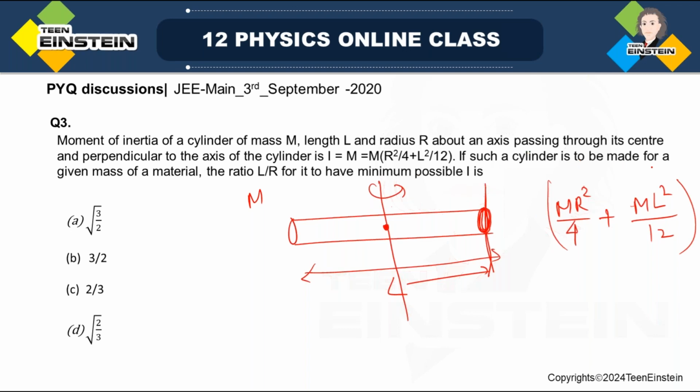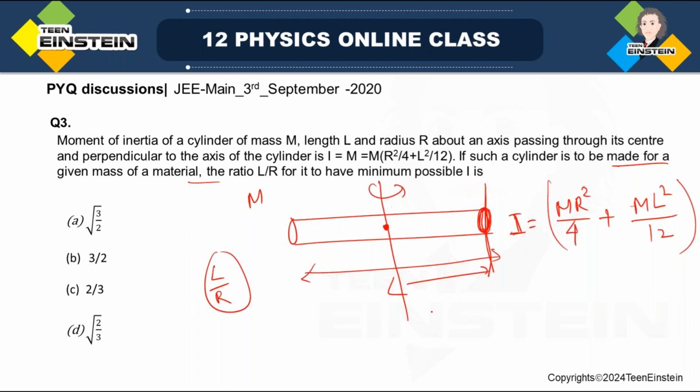If such a cylinder is used to be made for a given mass of material, the ratio L by R for it to have minimum possible I. So such a material has mass M, length L and radius R. I don't know what L and R are, but if such material is given to make a cylinder with minimum moment of inertia, where the moment of inertia for a cylinder of length L and radius R becomes like this about the center, but I want the moment of inertia about its center to be minimum. So then what will be the length by R ratio? That is the question.